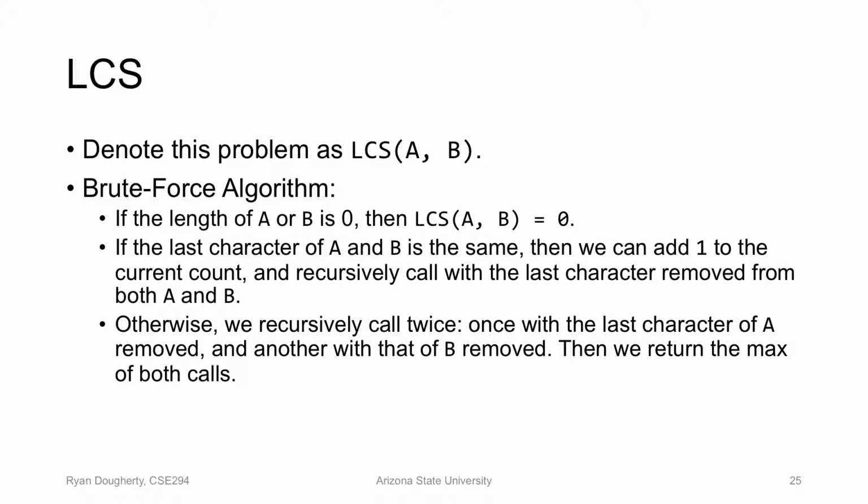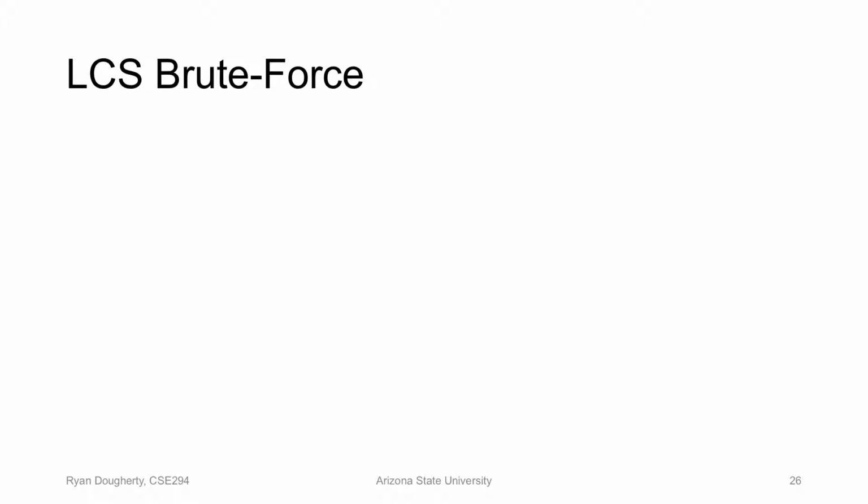And then otherwise, what we can do is we can call either with not counting the last character of A or not counting the last character of B. Either one, right? And then we just recursively call on those. And then we return the maximum of those two. Okay? So that's just a simple brute force algorithm.